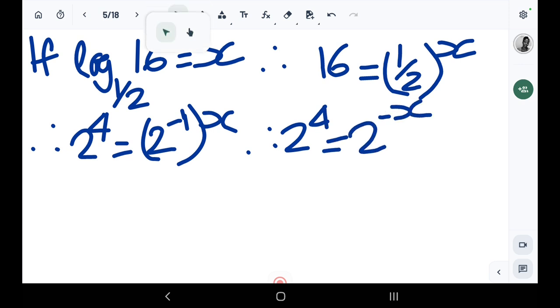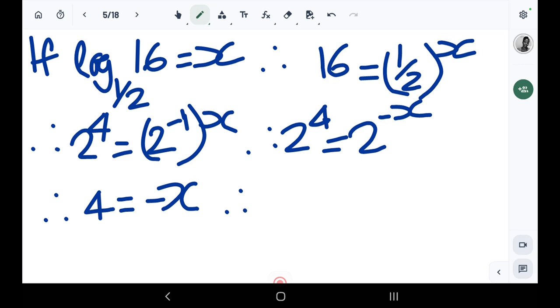What law of exponents did I use here? The law that says if you raise a power to another power, then you simply multiply the exponents. Now, negative 1 times x is equal to negative x. Therefore, now you've got powers of the same base equal. Therefore, the exponents are equal, meaning that 4 equals negative x. Divide both sides by negative 1 so that you can get x on its own in a positive way. That is negative 4 equals x.